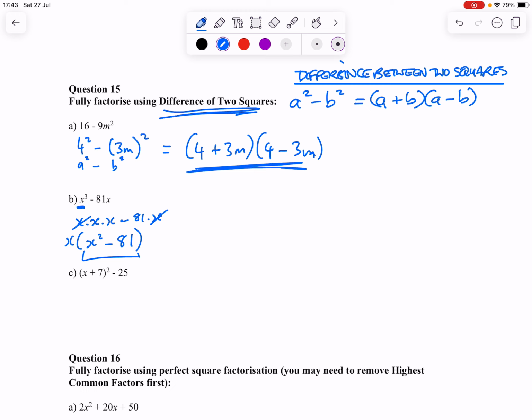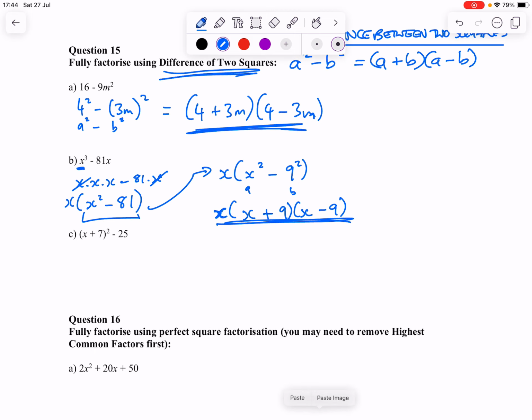Now you'll notice in here, that's difference between 2 squares. Because it's x squared take 9 squared. So your A is x, your B is 9. So this is going to factorize to x plus 9, x minus 9, and don't forget that you've still got the x on the outside of the set of brackets. Underline for the answer.